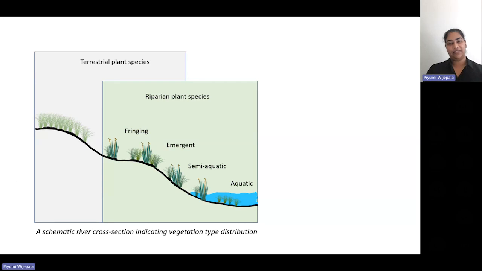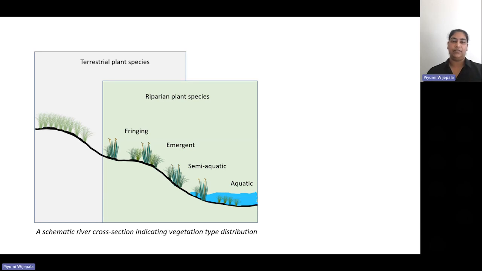Earlier in Chris' presentation, he mentioned how different plant forms spread along the river bank. This figure represents something similar. But what I wanted to highlight here is that these different plant forms can be positioned along the river bank at different times of the year and at different life stages, such as their seedling stage, their establishment or maturity level.